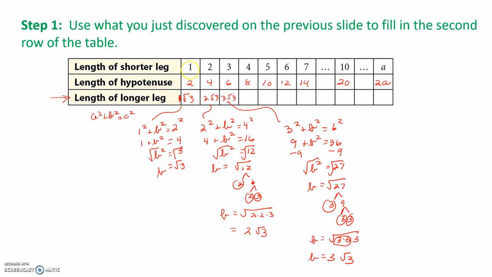What do you think? When the shorter leg is 1, the hypotenuse is twice that, and the longer leg is 1 times the square root of 3. When the shorter leg is 2, the hypotenuse is twice that, and the longer leg is 2 square root of 3. So let's jump to the end here. When the shorter leg is A, the hypotenuse is 2A, and the longer leg is A square root of 3.